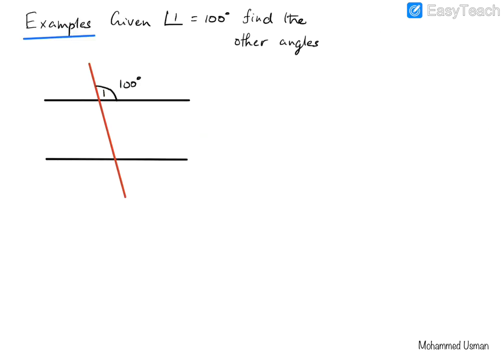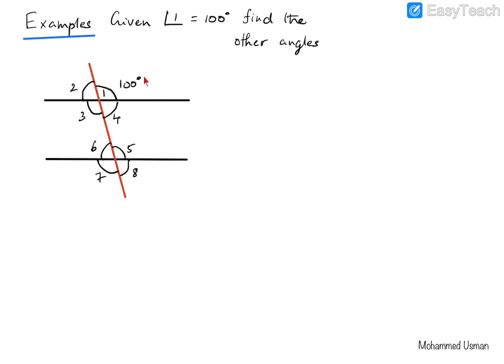So let's take this example here. We have our angle number 1 given to us as 100 degrees, and we are asked to find all the other angles. So we are asked to find what is angle number 2, what is angle number 3, how much is angle number 4, how much is angle number 5, how much is angle number 6, how much is angle number 7, and how much is angle number 8. We want to calculate each of these.